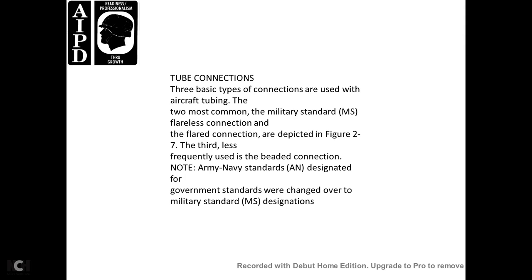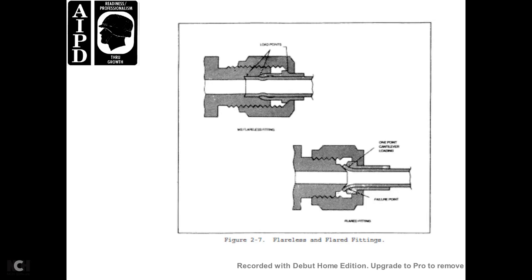Tube connections. There are three basic types of connections used for aircraft tubing. The two most common are the military standard flareless connection and the flared connection, depicted in Figure 2.7. The third, less frequently used, is the beaded connection. Note that the Army-Navy standard designations were changed to military standard designations.